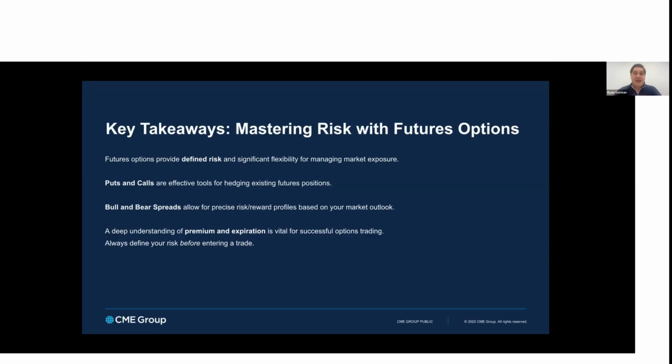Futures options provide defined risk and significant flexibility for managing market exposure. Puts and calls are effective tools for hedging against futures positions. This is one of the more common strategies we see. Oftentimes people won't just say, "I buy and sell futures," or "I buy and sell micro futures." It's, "I do covered calls," or "I do covered puts," which basically means I'm getting long or short the futures contract, and then I'm protecting it by buying a call or buying a put, just so I don't have to worry about the risk.